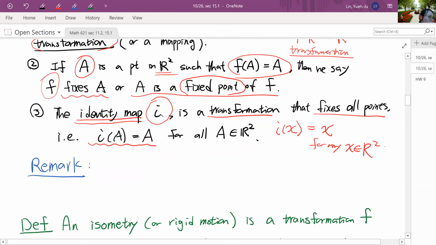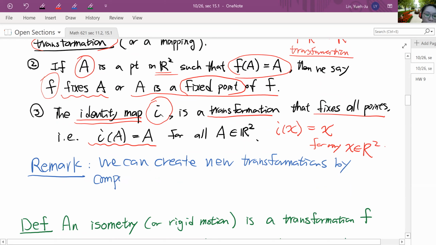Another remark I want to make is that once you have two or three transformations, you can create a new transformation. So essentially, we can create a new transformation by using composition, by composition of functions. So composition of two functions.